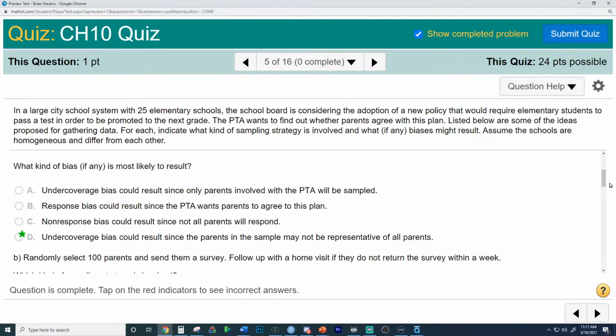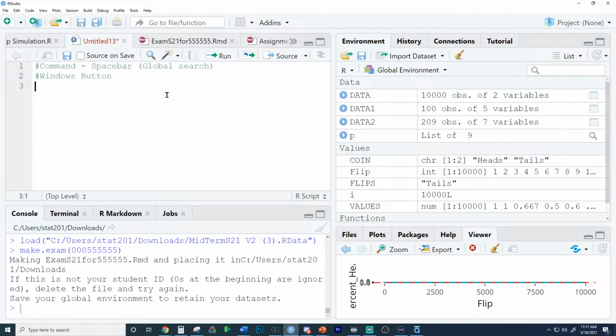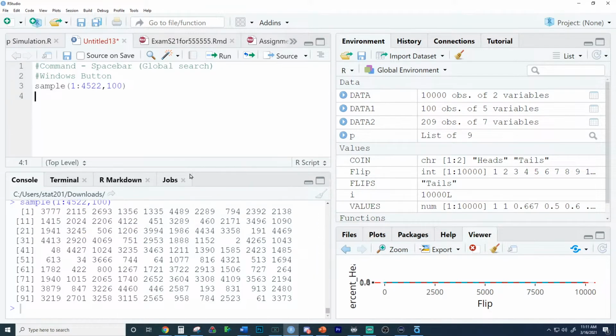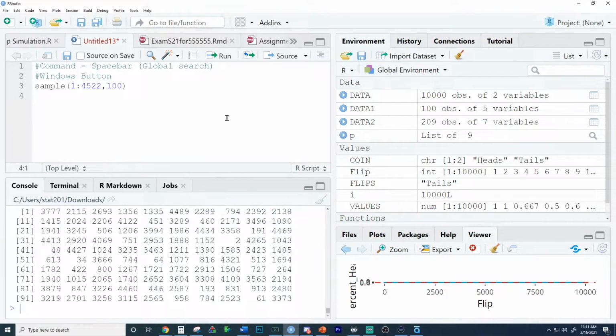Basically the way they would do this, and they don't go into too much detail, is that they would randomly select these parents, probably with a random number generator. We can do this in R. Here's what's great about R. Let's say we have 4,522 parents, and we want 100 random parents. There you go. There's the 100 random parents we'll be contacting.